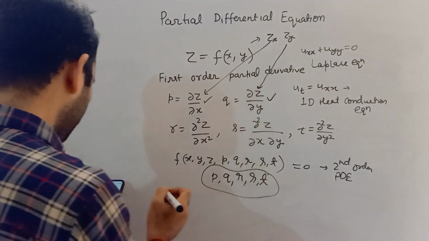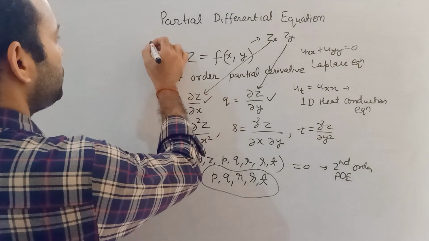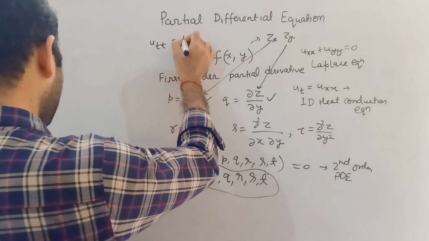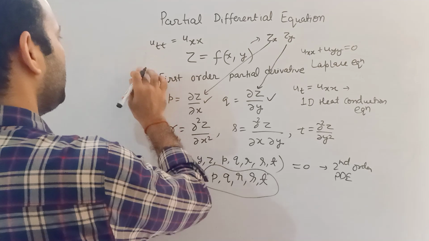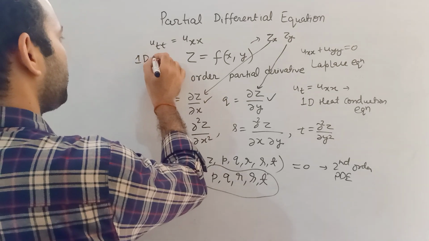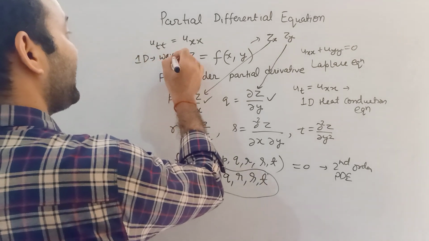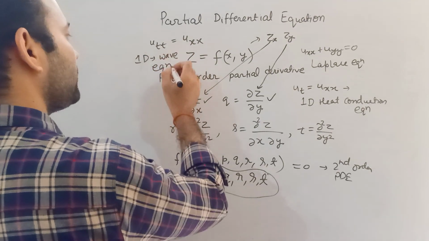Just one more example and then we'll end this video. u_tt is equal to u_xx. This is the one dimensional wave equation. It is a second order PDE, by the way.